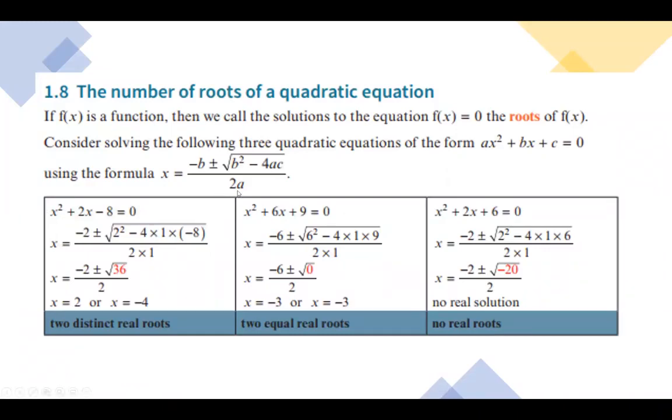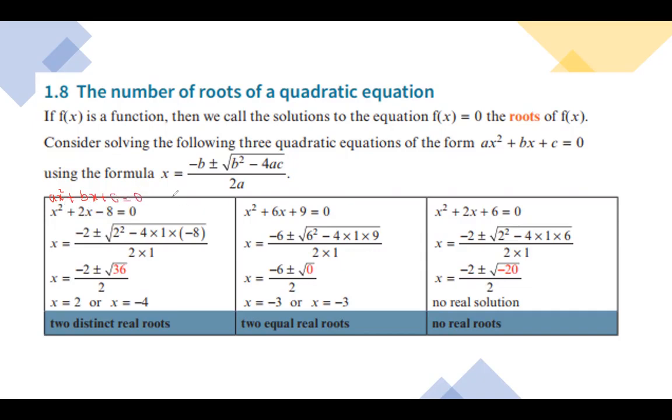For example, if fx is a function and fx equals 0, the roots of fx, how to calculate? The standard form of equation is ax square plus bx plus c equals 0, and the quadratic equation is this one. Okay, these are the two values. Now, first equation given is x square plus 2x minus 8 equals 0. So this is ax square plus bx plus c equals 0.